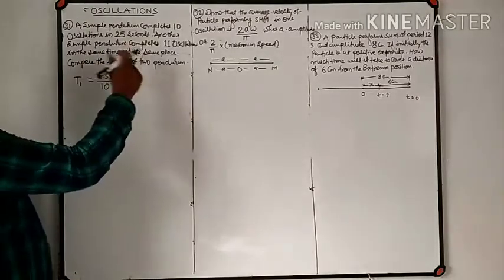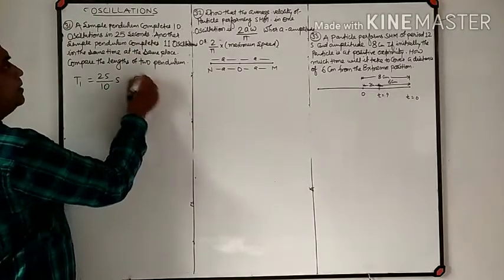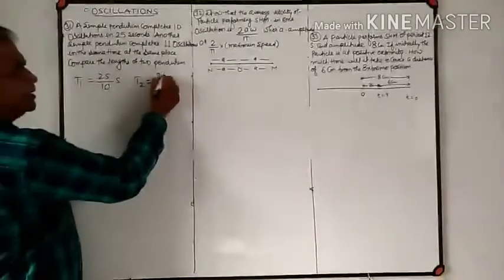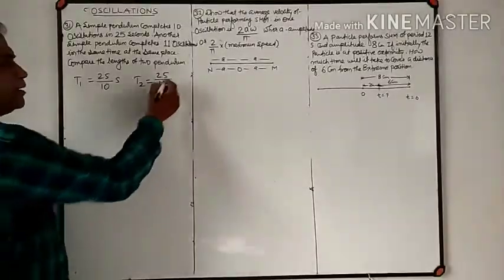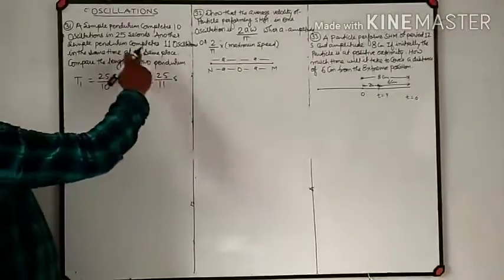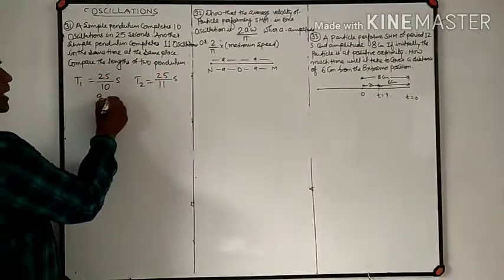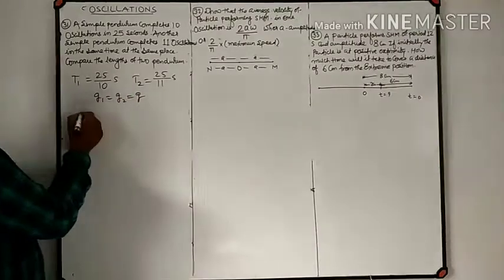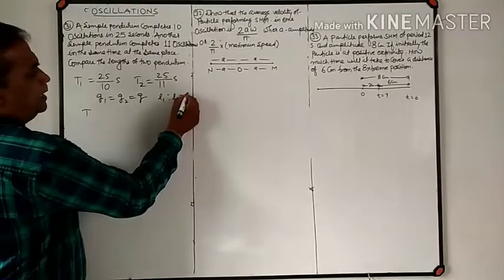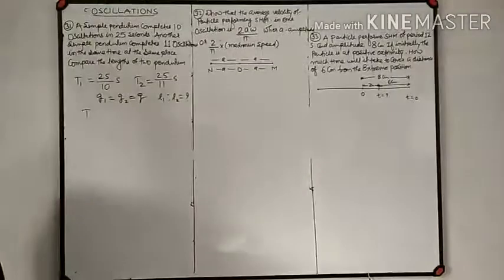Now another simple pendulum completes 11 oscillations in the same time. So the time for one oscillation of the second pendulum is 25 divided by 11 seconds. Now they are performing oscillation at the same place. It means the acceleration due to gravity for both pendulums is the same, that is g. Now we have to compare the ratio of their lengths, the length of the two pendulums.